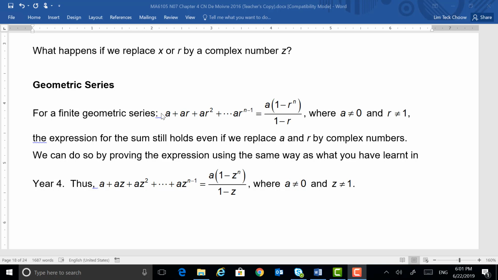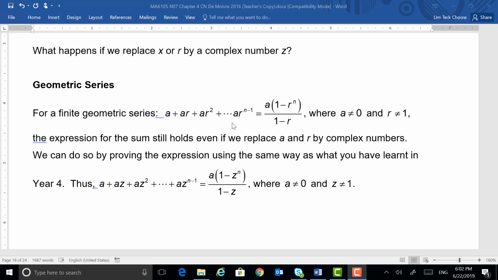In a case where you have a finite geometric progression, you have learned in the earlier year that this finite series adds up to this expression. It can be easily proven. You can refer to your earlier set of notes to recap how this expression was derived.